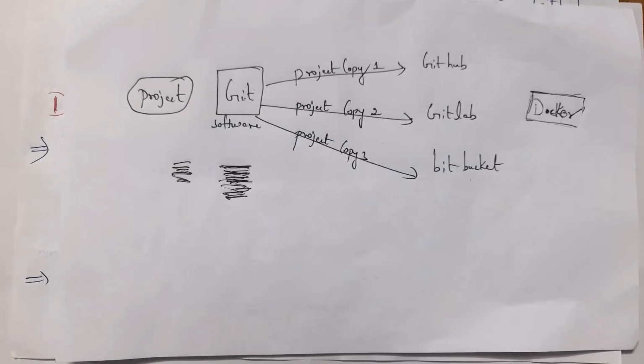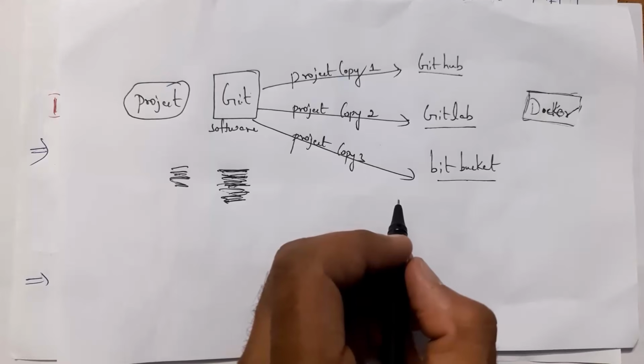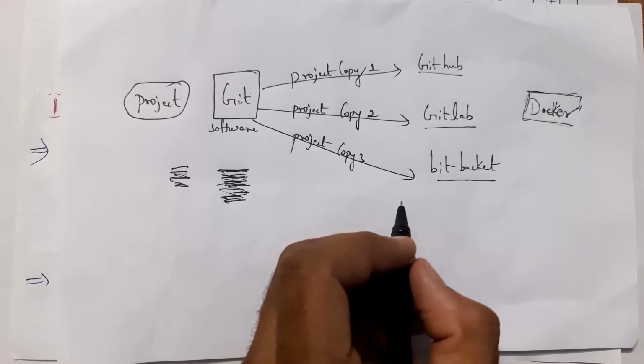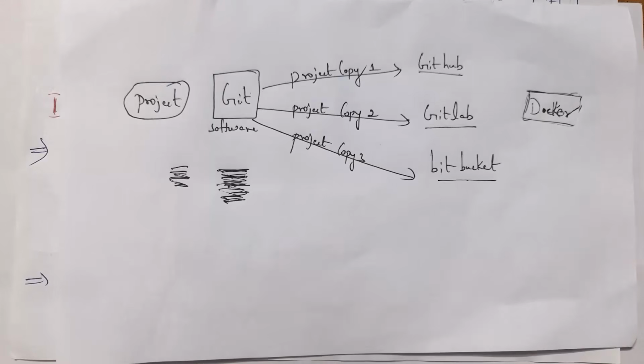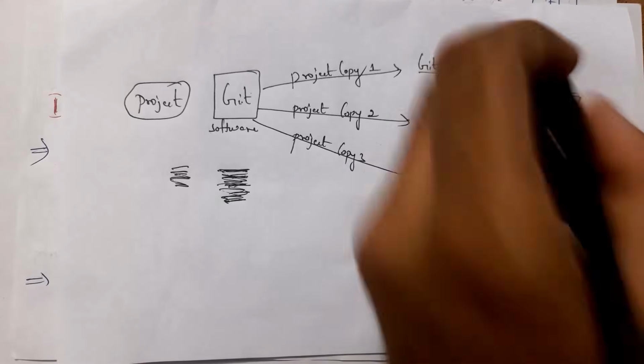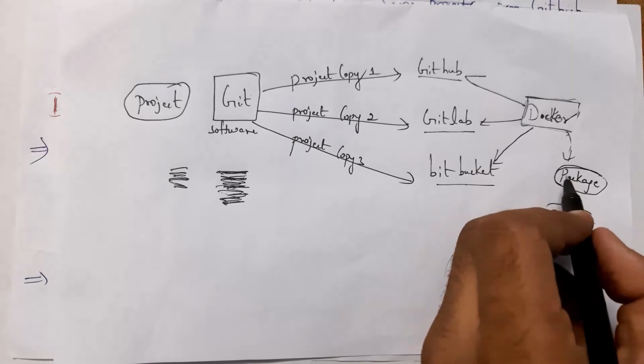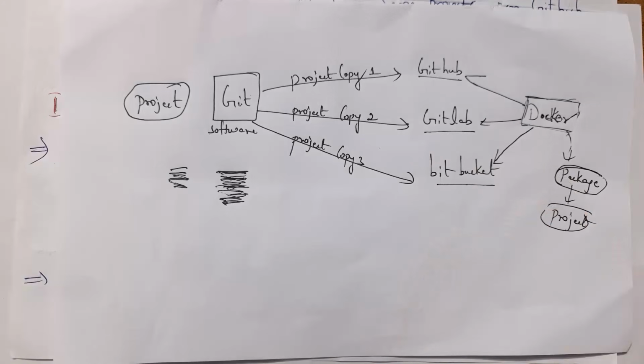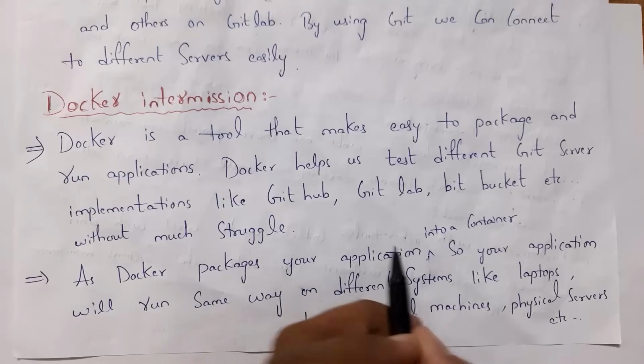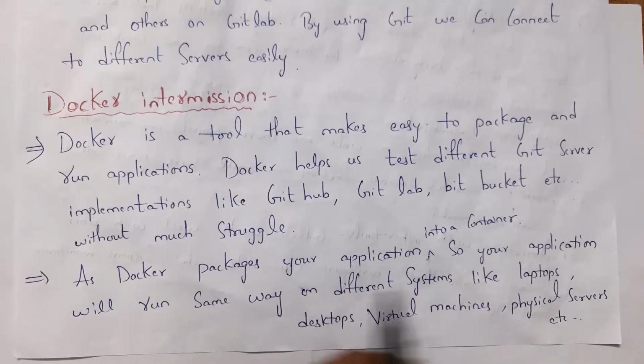Guys, I will give an example. By using Docker software, we can test different Git servers. For example, my project is present in GitHub, my project is present in GitLab, and my project is present in Bitbucket. By using Docker software, we can easily connect to these servers, create a package, and then run that project. As Docker packages your application into a container, your application will run the same way on different systems like laptops, desktops, virtual machines, physical servers, etc.